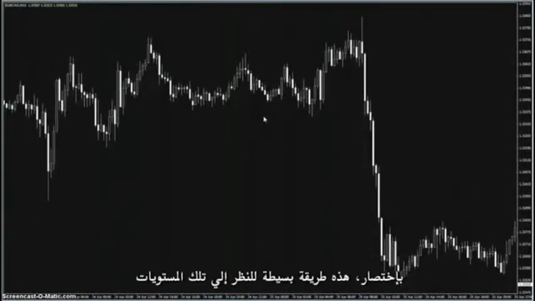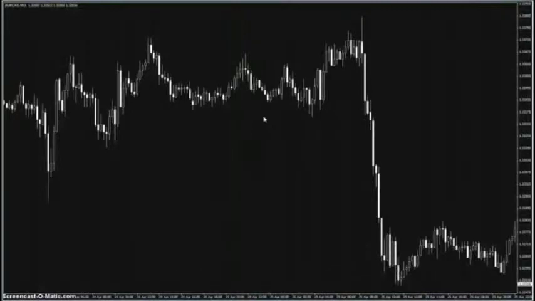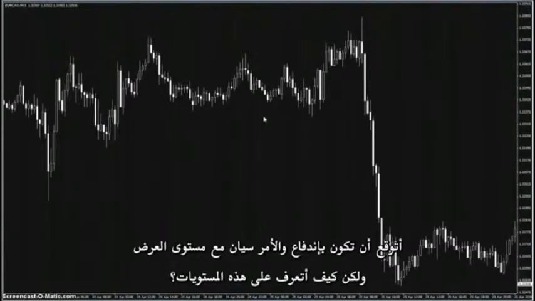So, basically, in a nutshell, and again, this is a very simplistic way to put it, in a demand level you're going to have a lot of buy orders that I expect to be triggered. And the same thing goes with shorts in a supply level.